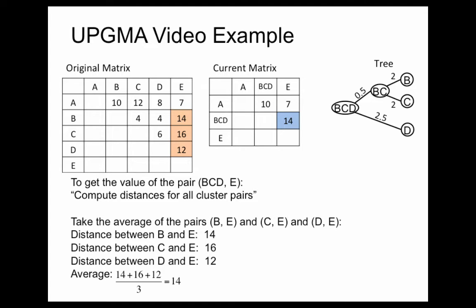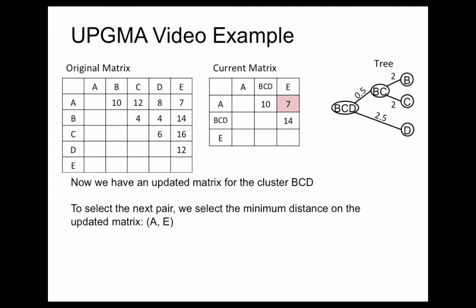So the distance between E and B, C, and D are just the pairs B to E, C to E, and D to E. So now the average of these orange squares, that's 14, because 14 plus 16 plus 12 divided by 3 is 14. And now we have an updated matrix that we can just pick the minimum distance. So on this matrix, we did all this work to compute the distance between A and B, C, and D, and E and B, C, and D. But it turns out the closest distance was just A and E. So all that work is still going to be useful in a second. But we select that the next closest pairs are A and E, and they're separated by 7.